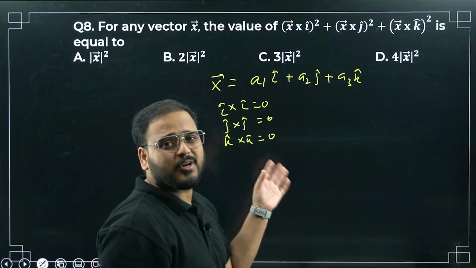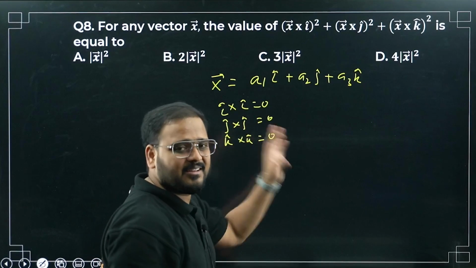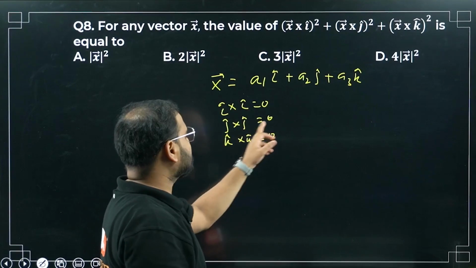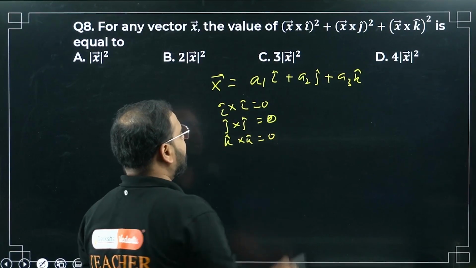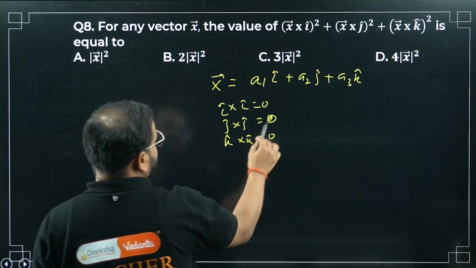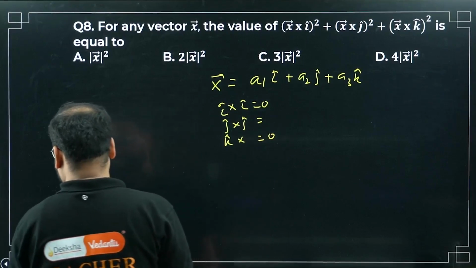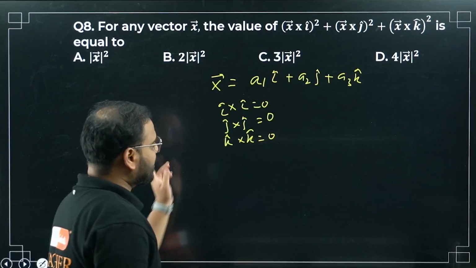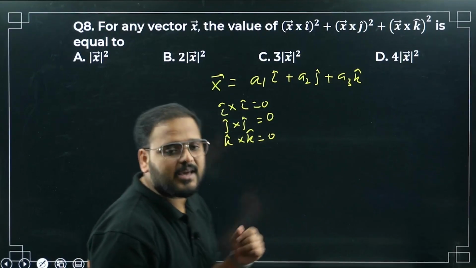We do not bother about the other ones. We don't bother about I cross j. That will not be important for us. Only remember this: I cross I will be 0, j cross j will be 0, and k cross k will be again 0. Okay, not visible. Let me rewrite this part. Okay, 1 second. So I cross I 0, j cross j 0, k cross k also 0.